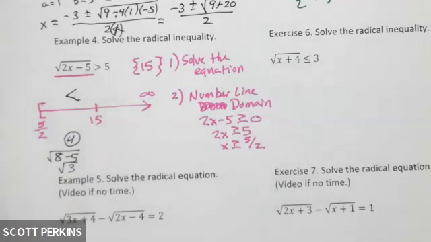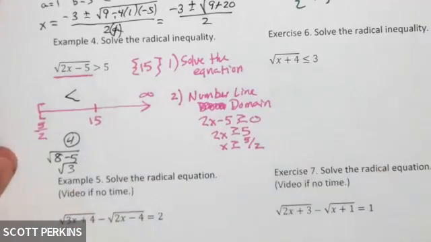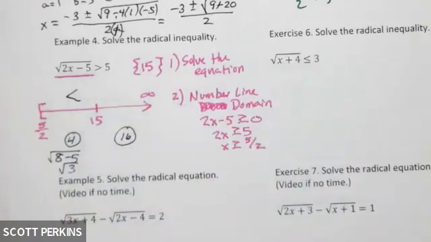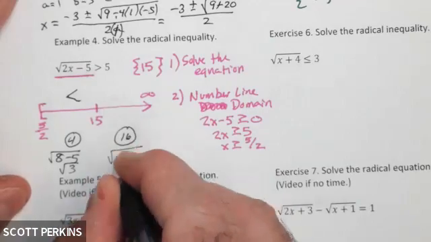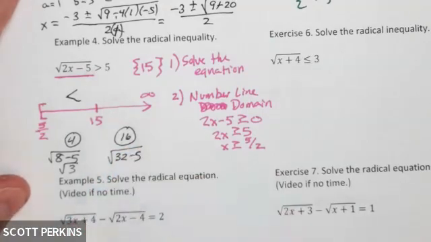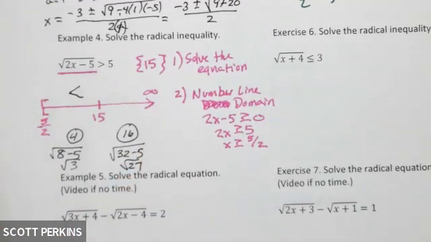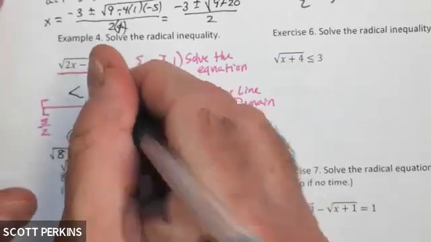All right, well, let's get a number from the other interval. What's a number that's from 15 to infinity? 16, sure. Yeah, let's not get too close to infinity. Okay, 16. So I'm going to put 16 in there. So I've got the square root of 2 times 16 is 32 minus 5. And 32 minus 5 is 27. Well, what's the square root of 27? Perfect. Thank you. I knew somebody had a calculator here. I appreciate the help. 5.1. That is bigger than 5.